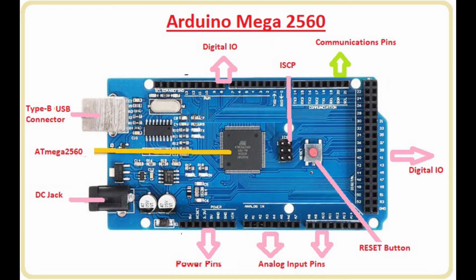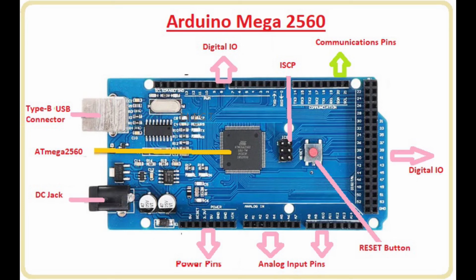Arduino Mega has 54 digital input-output pins, of which 15 can be used as PWM outputs, 16 analog inputs. This makes Arduino Mega ideal if you want to use many sensors and actuators. It has also 4 UARTs, hardware serial ports, a 16 MHz crystal oscillator, a USB connection, a power jack, an ICSP header, and a reset button.